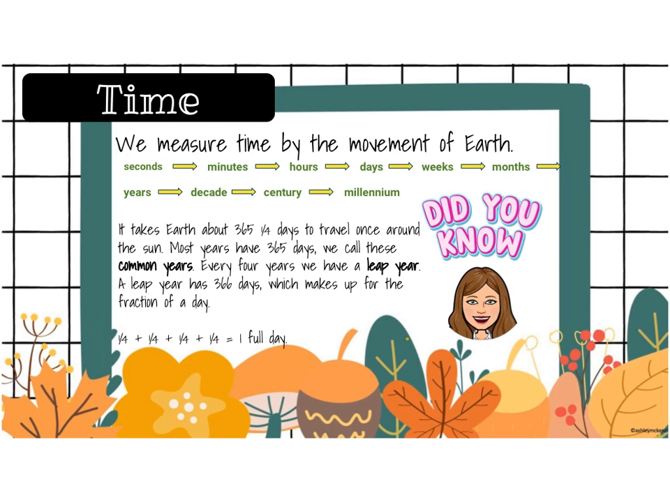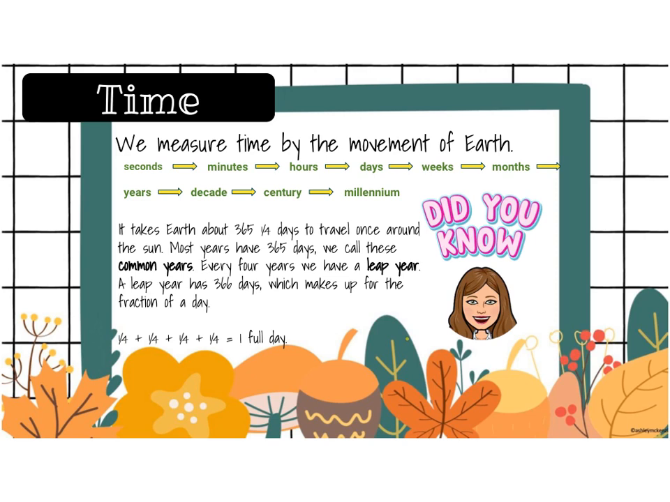Interesting fact, it takes the earth about 365 days. To be exact, it's 365 and a fourth of a day to travel once around the sun. Most years have 365 days in it, if you look at a calendar, unless it's a leap year. We call these common years, but every 4 years we have a leap year.